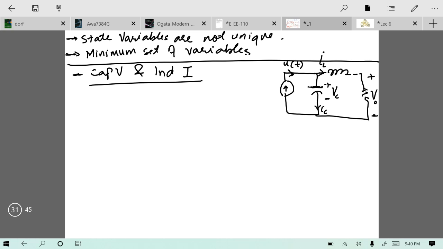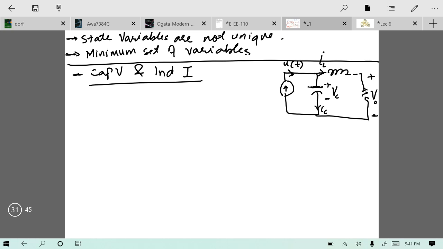So I hope that with the help of this circuit, you might be able to visualize that there can be multiple sets of state variables which help you to find the output of a system. The set of state variables is not unique, but it should be the minimum possible set of variables. So by inductor current and the value of the resistance, you can find the output voltage, or if you know the capacitor voltage and inductor current, you can also find the output voltage.